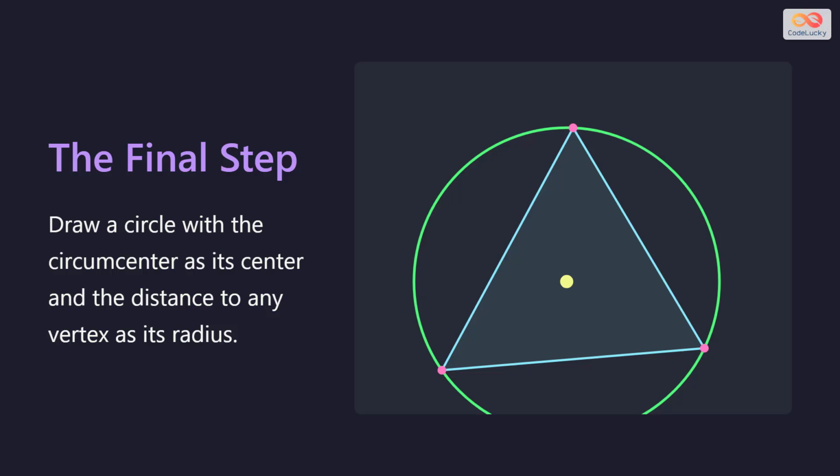Now for the final result. Place your compass point on the circumcenter, set its width to any of the triangle's vertices, and draw the circle. This is the circumscribed circle, or circumcircle, and it will perfectly touch all 3 points.